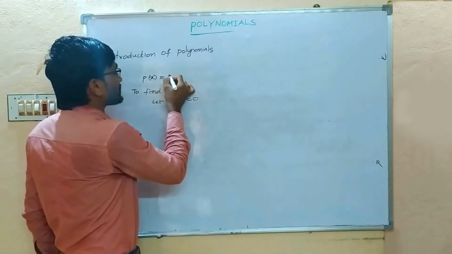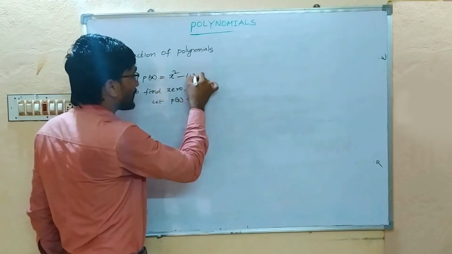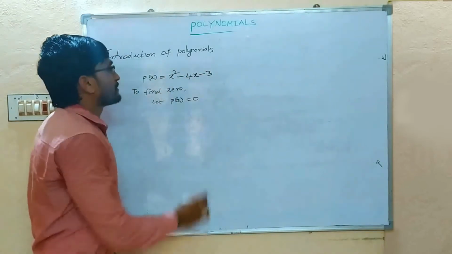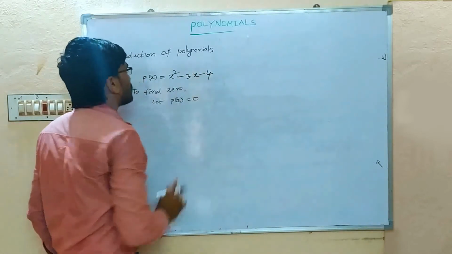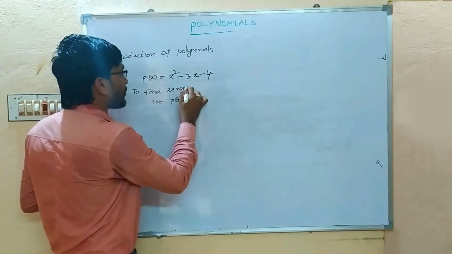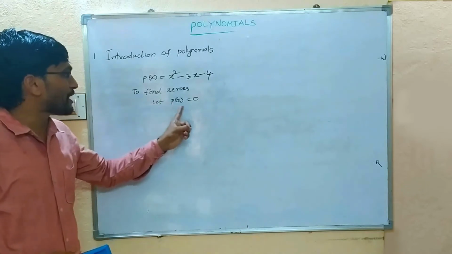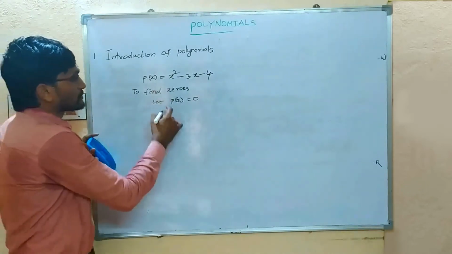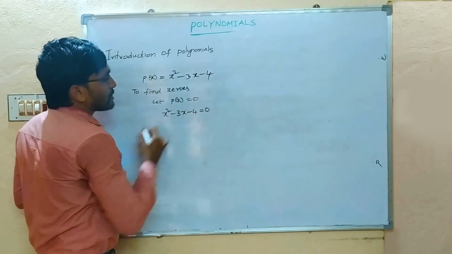So let us consider the polynomial x square minus 3x minus 4. How can we find the zeros of this polynomial? To find the zeros, let us write p of x equal to 0. So x square minus 3x minus 4 equals 0.